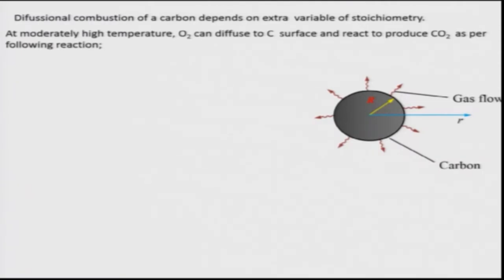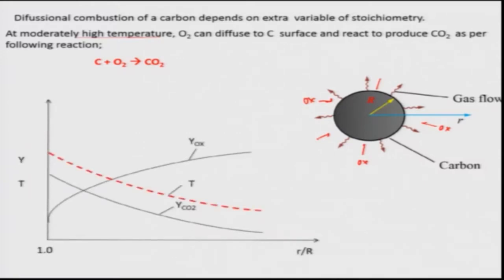At moderately high temperature, as we have seen, diffusion control combustion of solid fuel occurs at a high temperature, and oxygen can diffuse to the carbon surface. As I told here, oxygen will be diffusing into the carbon surface and react to produce carbon dioxide as per the following reaction, that is 1 mole of carbon reacting with 1 mole of oxygen getting into carbon dioxide. And if you look at the stoichiometric fuel oxygen ratio, it will be 12/32, if you take this reaction 1.